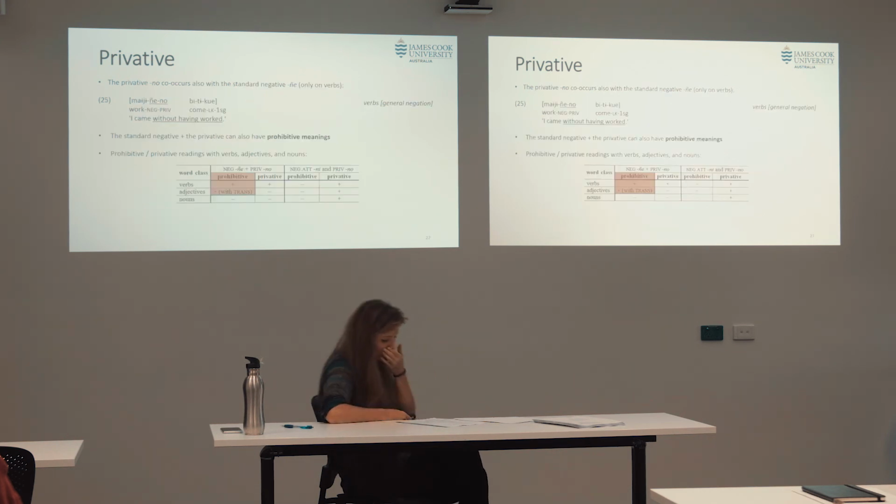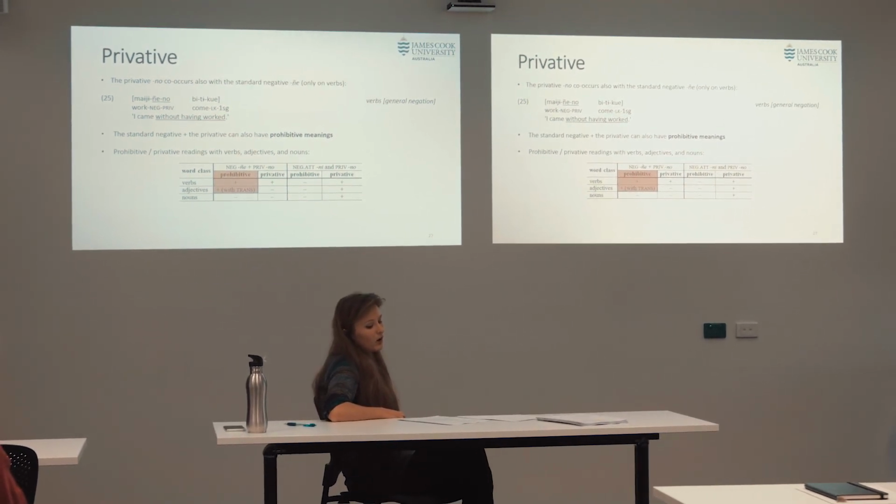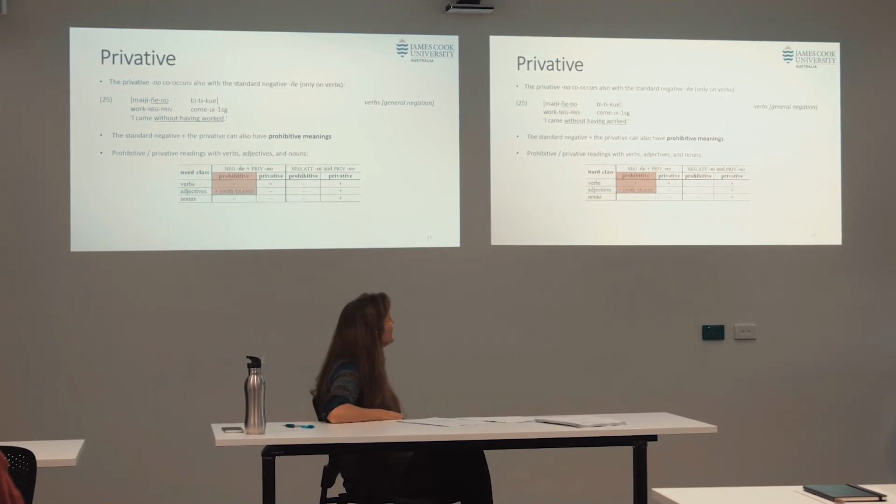So a little bit about the privative, since we discussed those privative nominalizations. So this privative marker no can occur also with the standard negative nie. As we saw in the previous examples, we saw that with the negative attributive ni, and now we see that with the standard negative nie. And when that happens, it only occurs on verbs or derived adjectives. I'll tell you about that in a second.